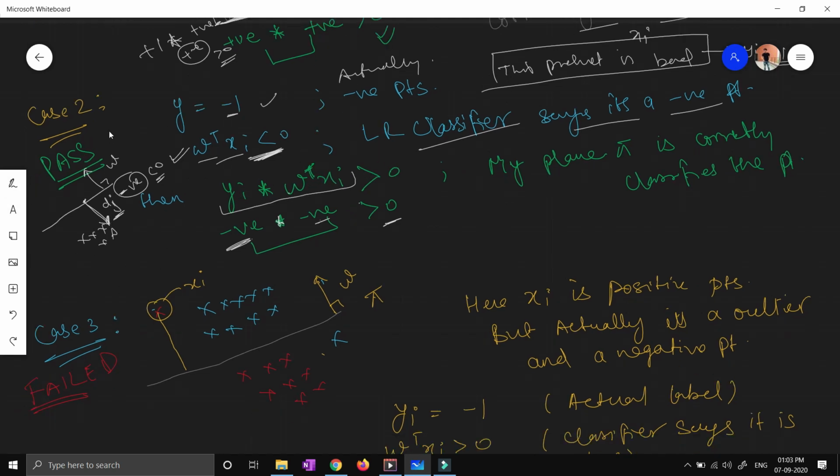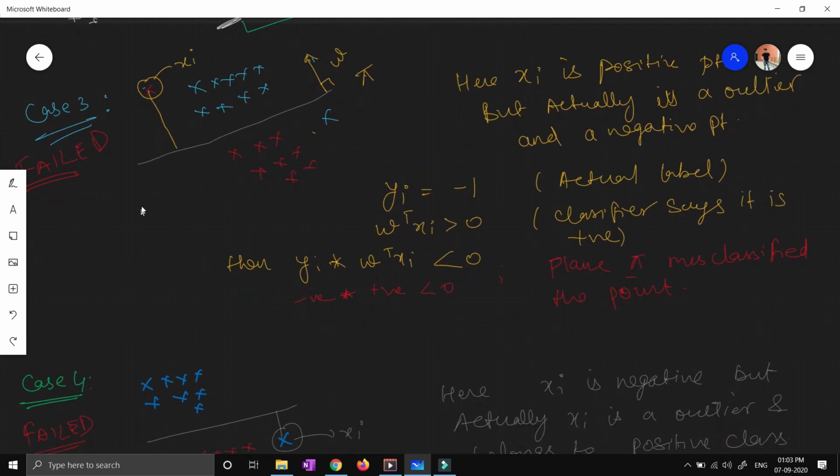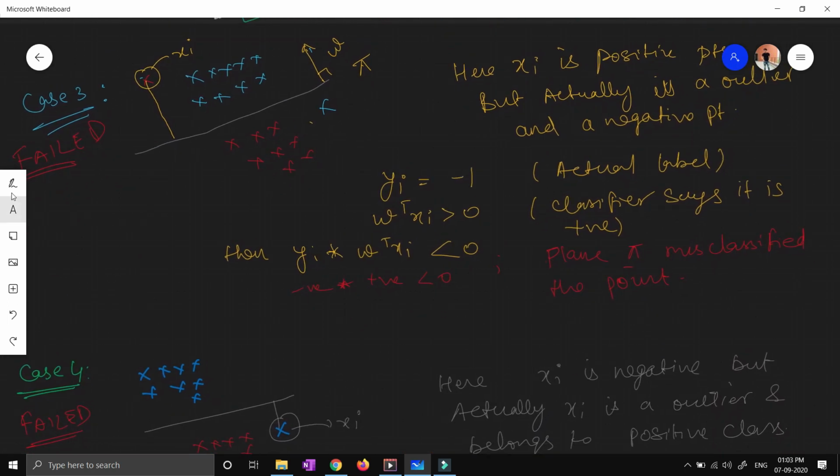Okay, so now let's take case 3. You can see over here that there are some points where we have some outliers. If you don't know outliers, just assume that we have some positive data points in blue, and in red color there are negative data points. I have randomly drawn a plane pi whose normal to the plane is w, in the positive class direction, and I have some negative review over here.